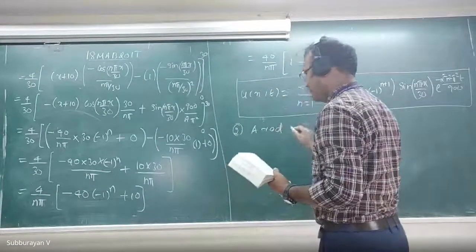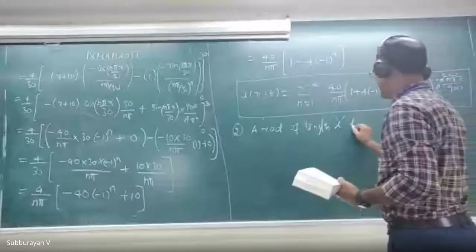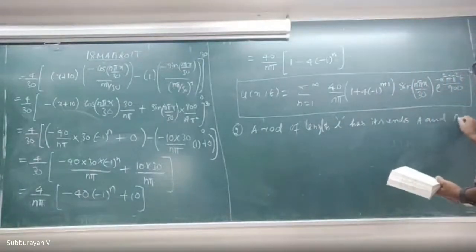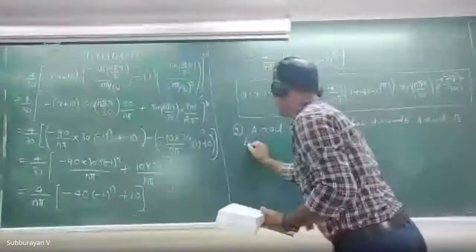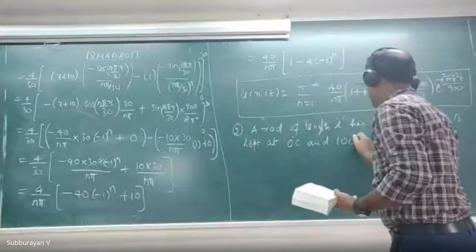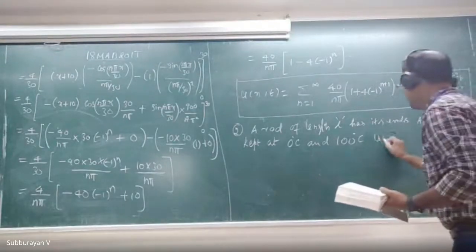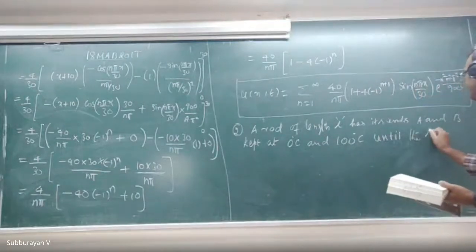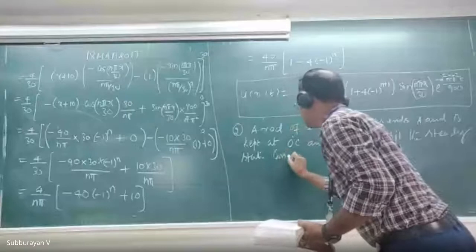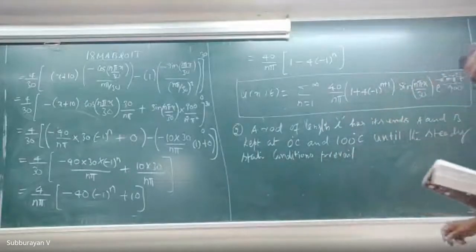A rod of length L has its ends A and B kept at 0 degrees Celsius and 100 degrees Celsius until the steady state conditions prevail.